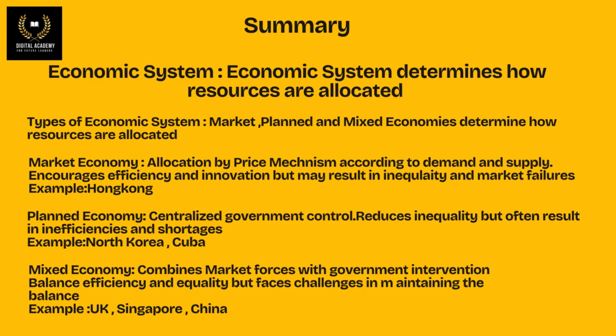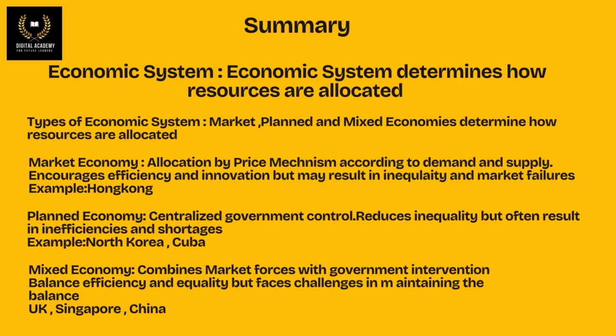Let's review our lesson. An economic system determines how resources are allocated. There are three types of economic systems: market, planned, and mixed economies. In a market economy, there is allocation by price mechanism according to demand and supply. It encourages efficiency and innovation, but may result in inequality and market failures.